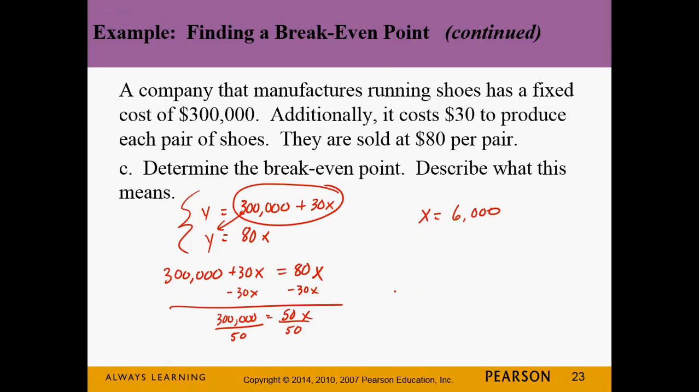All right, to determine how much money that is, what do I do? Yeah, just plug it back into the equations. Either one of them, since it should be the break-even point, it should work in either one of them. The easier one to do, of course, is just multiply it by 80. So that's going to give you 480,000. $480,000 is your break-even point. 6,000 pairs of shoes, $480,000.